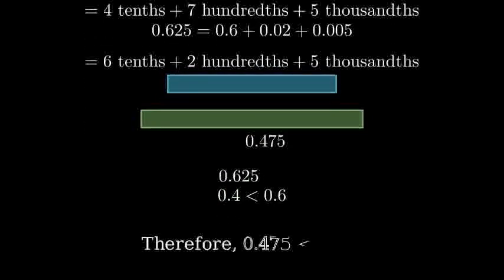In 0.475, we have 4 tenths. In 0.625, we have 6 tenths. Since 6 tenths is greater than 4 tenths, we can already determine that 0.625 is larger.